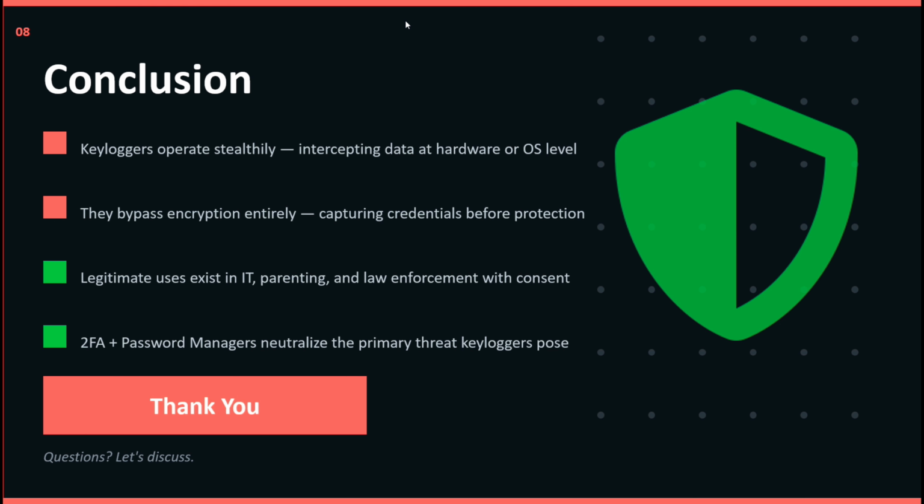Okay, we are at the conclusion right now. Let's bring it all together: what you have learned today. The keylogger records every keystroke, and it also bypasses encryption. There are two types of keyloggers: hardware and software. There are also four techniques under this: API hooking, form grabbing, kernel-level keystroke capture, and polling.